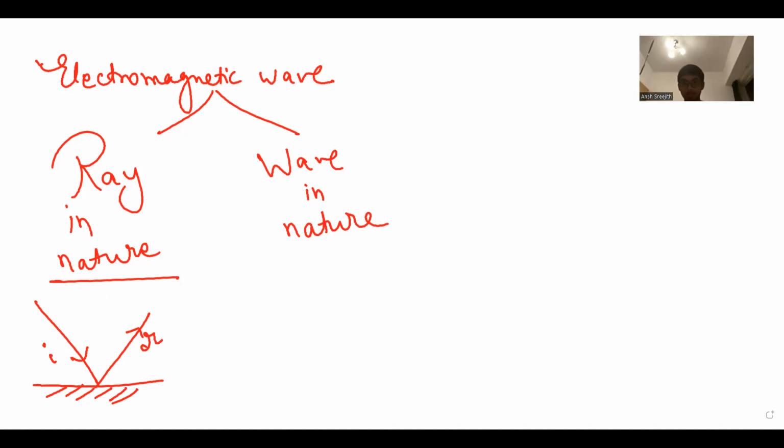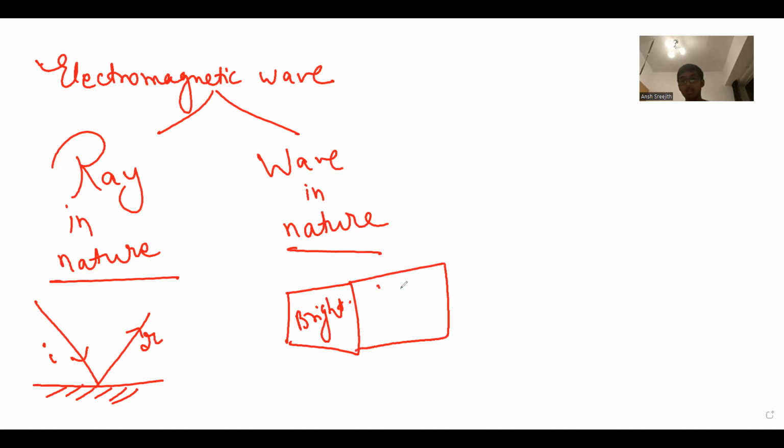Wave in nature means what? Suppose we are in this room, and this room is bright enough. But this other room is dark, and this room is also dark. Due to the wave property, this light will travel to this room also. This is the property due to the wave.